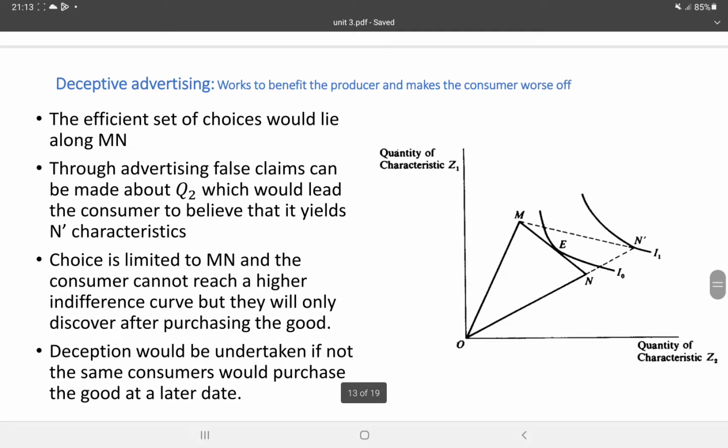Now, through advertising, false claims can be made about Q2, which would lead a consumer to believe that it yields any characteristics, Read 6. Now, choice is limited to MN, and the consumer cannot reach a higher indifference curve, but they will only discover after purchasing the good. Alright?